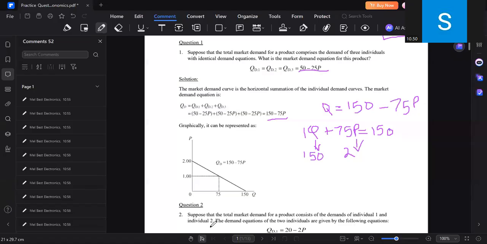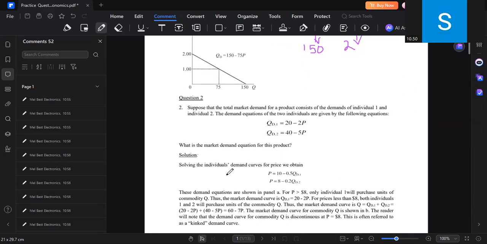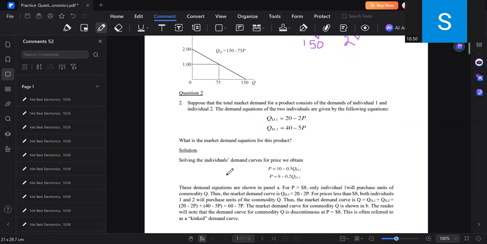Are we together so far? So this is how we sum up the three individual demands. Question number 2. Suppose that the total market for a product consists of demands of individuals 1 and 2, and the demands for the two individuals are given as follows: 20 minus 2p and 40 minus 5p. So what is the equation of the market demand?